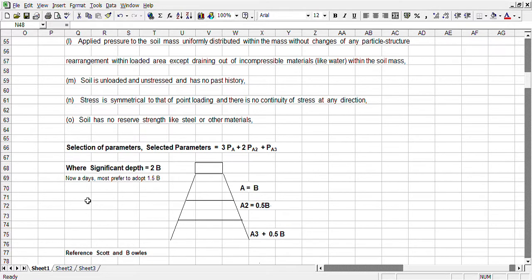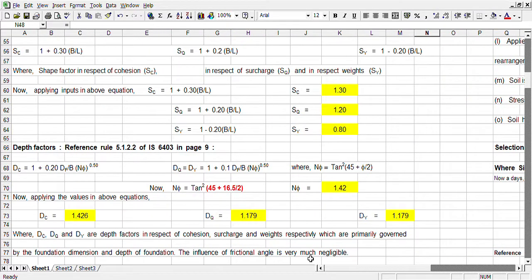However, nowadays some most prominent scientists and engineers prefer to adopt 1.5B, which is Westergaard theory. So whatever it may be, I suggest not to use 1.5, but to prefer 2 times.